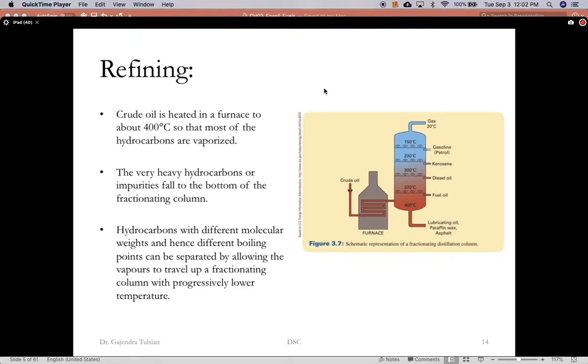Right. When you pump up crude oil, you can't use it directly. You have to separate the crude oil into its components. And here's what you do: you take the crude oil and heat it in a furnace to about 400 degrees centigrade. And then you pass it through something called a fractioning column. In this fractioning column, different parts of the column are at different temperatures.